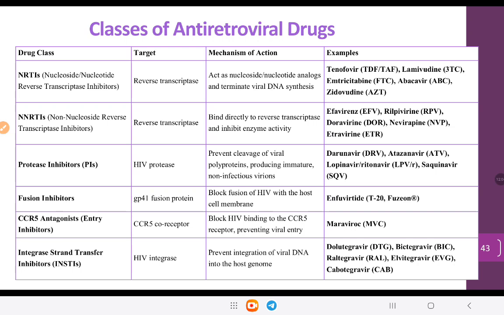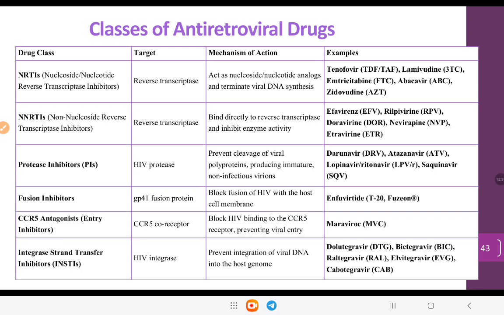Using a combination of drugs together reduces the chance of treatment failure. So the antiretroviral classes are divided into nucleoside reverse transcriptase inhibitors and non-nucleoside reverse transcriptase inhibitors, protease inhibitors, fusion inhibitors, CCR5 antagonists, and integrase strand transfer inhibitors. These are the classes of antiretroviral treatment, and there are different target areas for these classes.